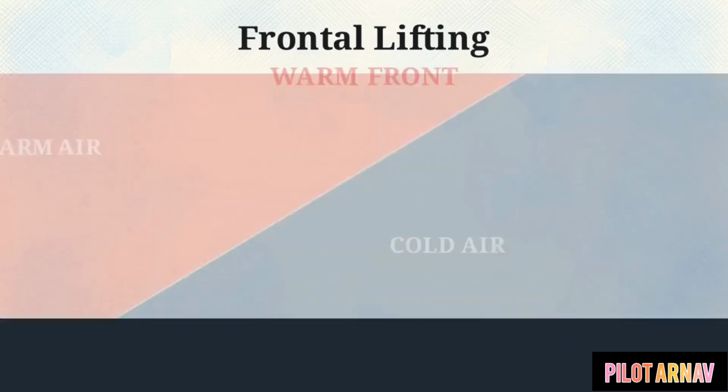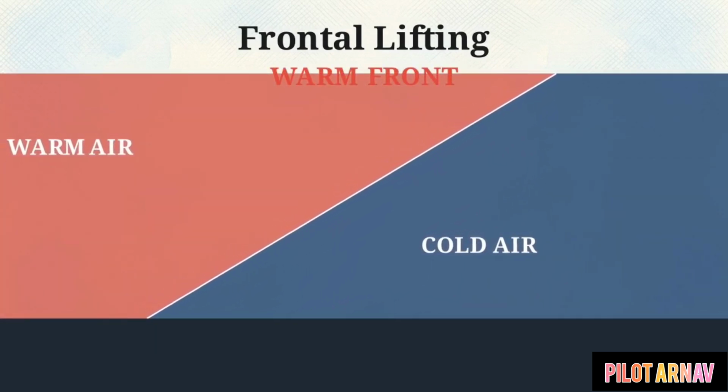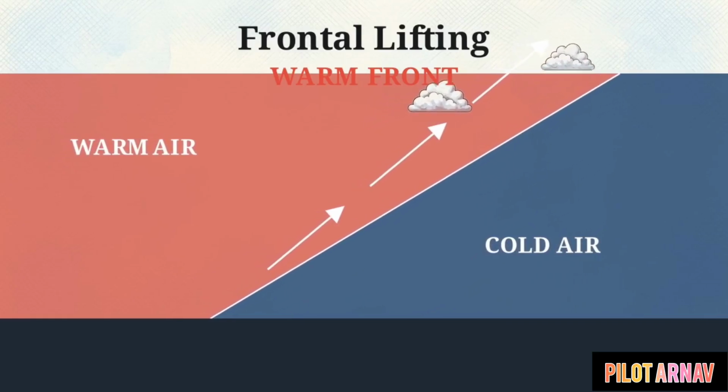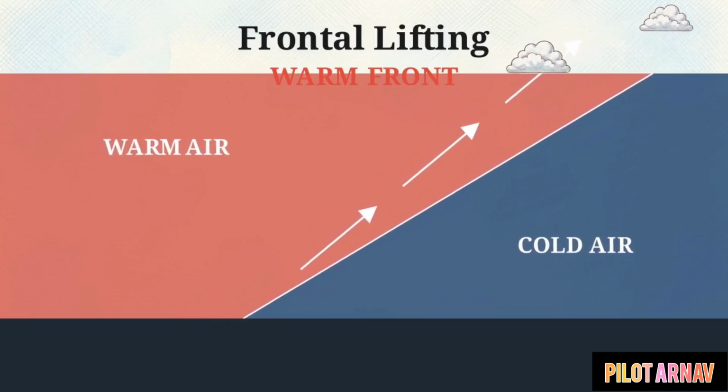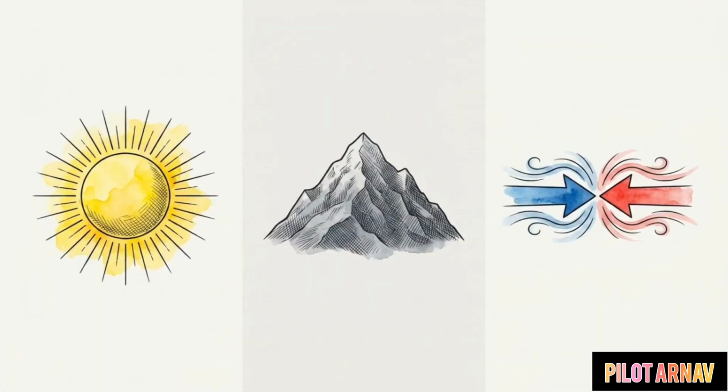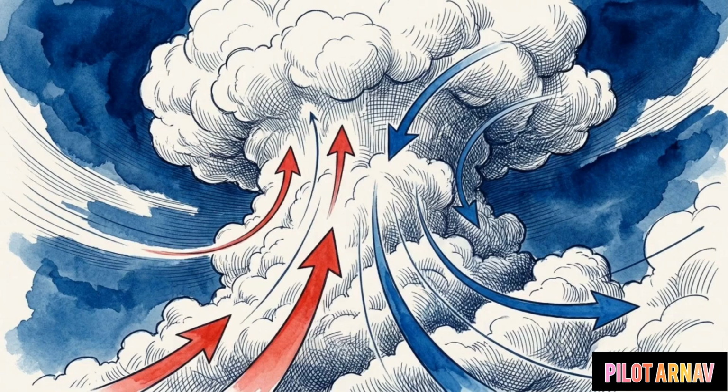Contrast this with a warm front, where warm air slides gently over a cold air mass. The shallow angle of ascent is why cold fronts are associated with much more severe and aggressive vertical development. Whether the lift comes from solar heating, terrain, or a frontal boundary, the result is the same: forced vertical motion that initiates the 3-stage life cycle of the cloud.